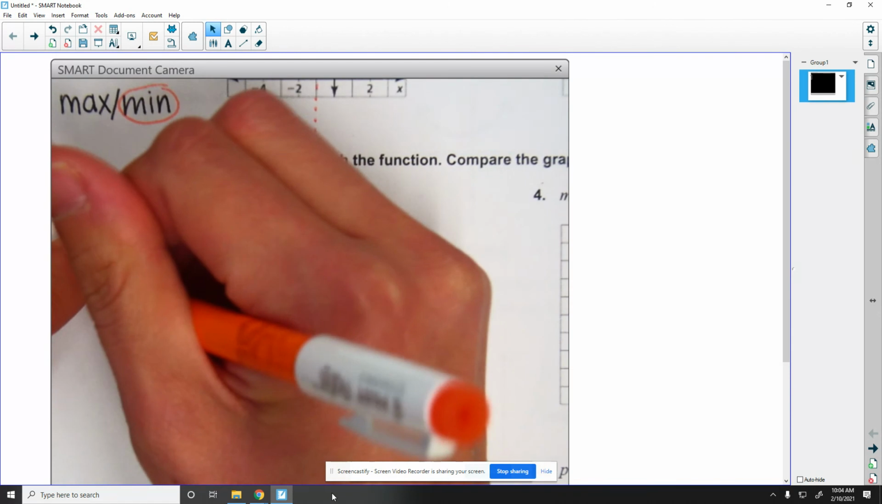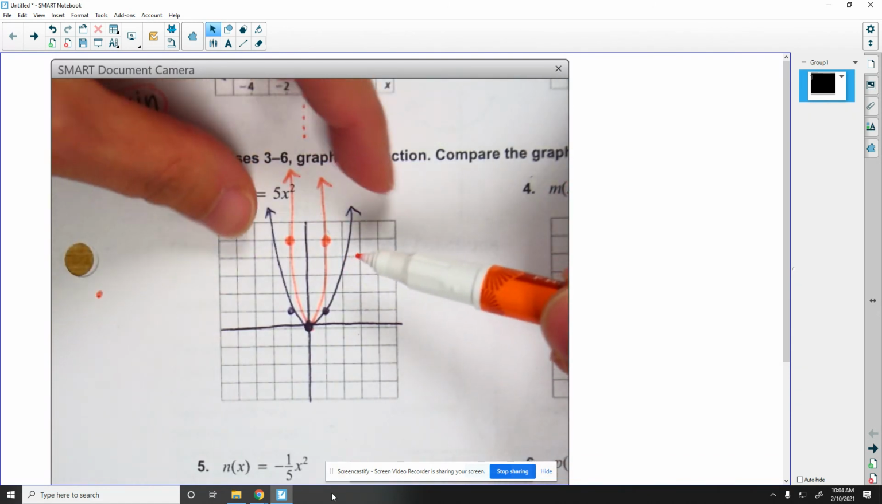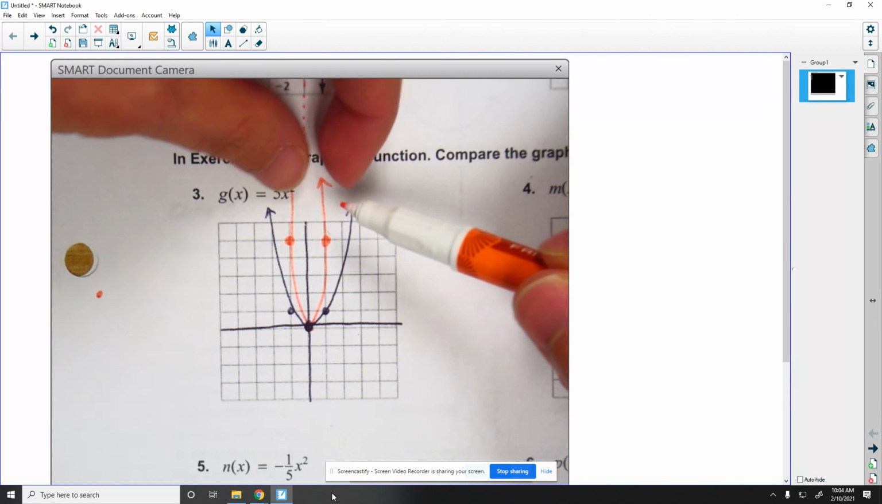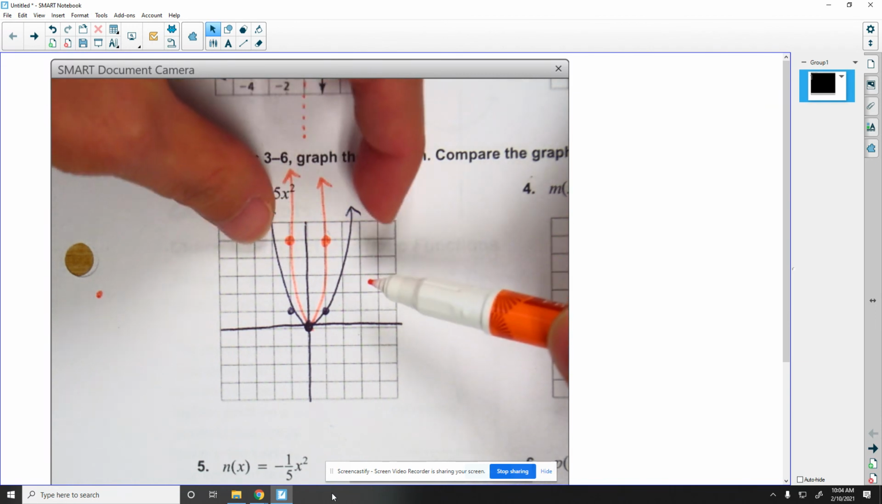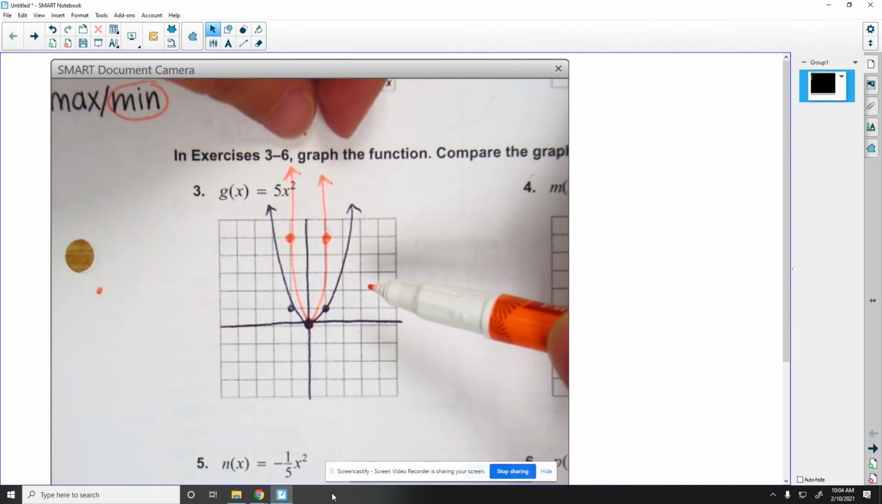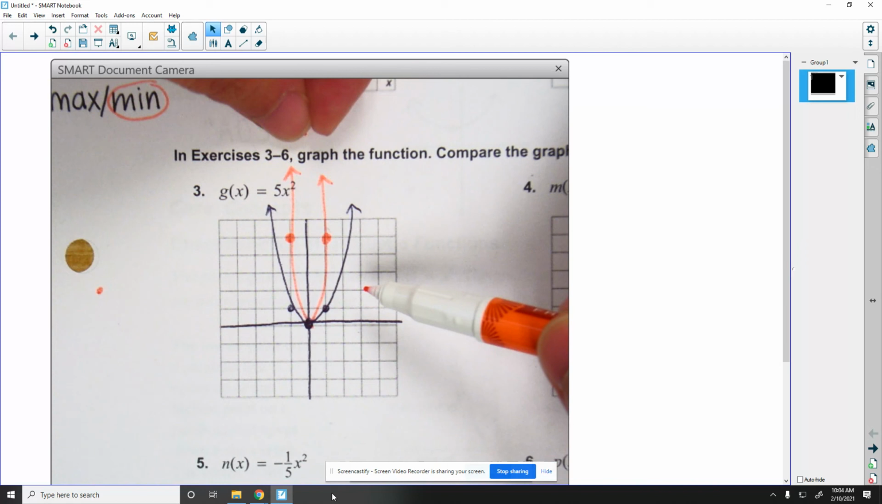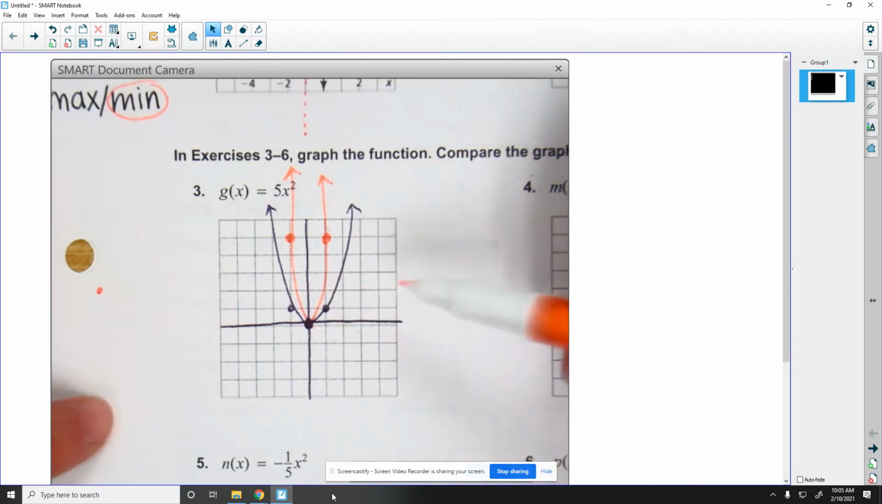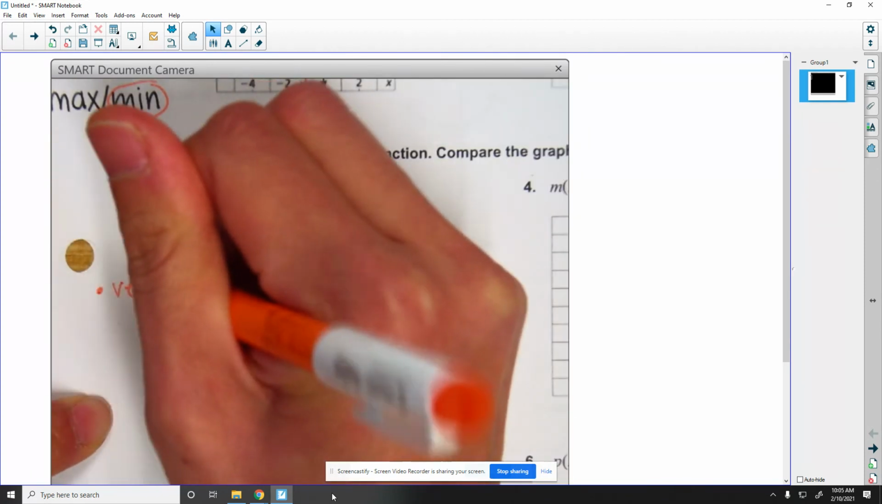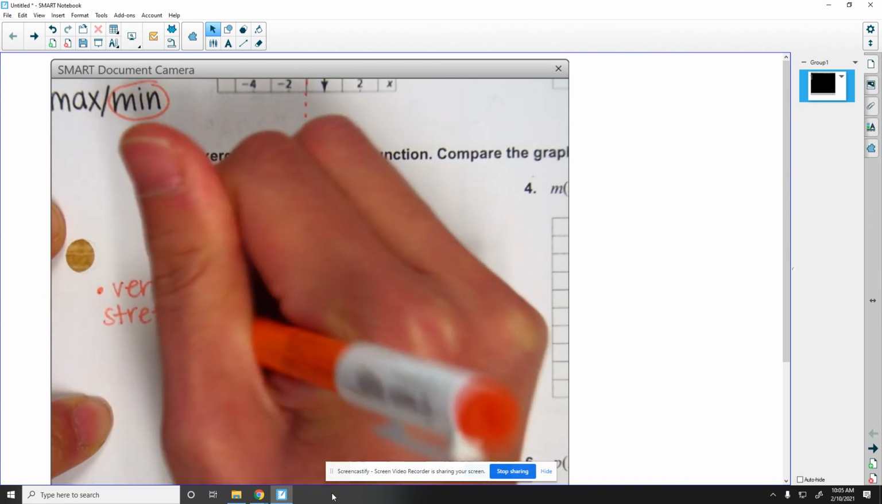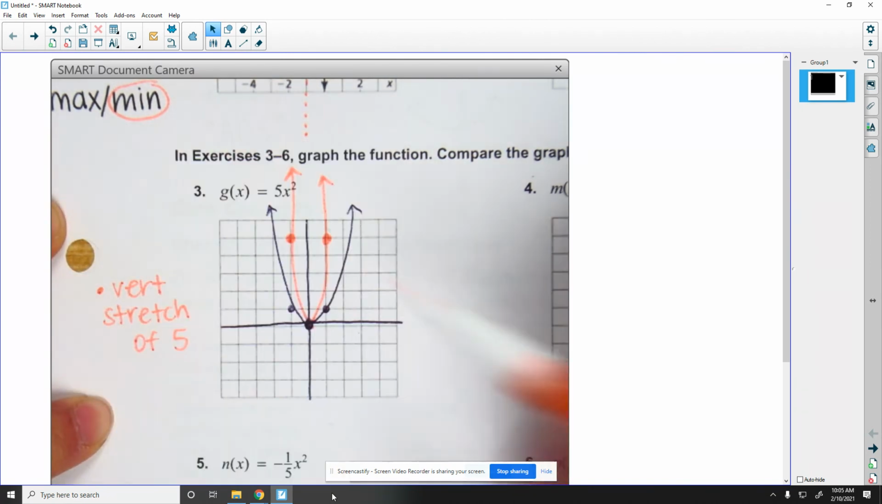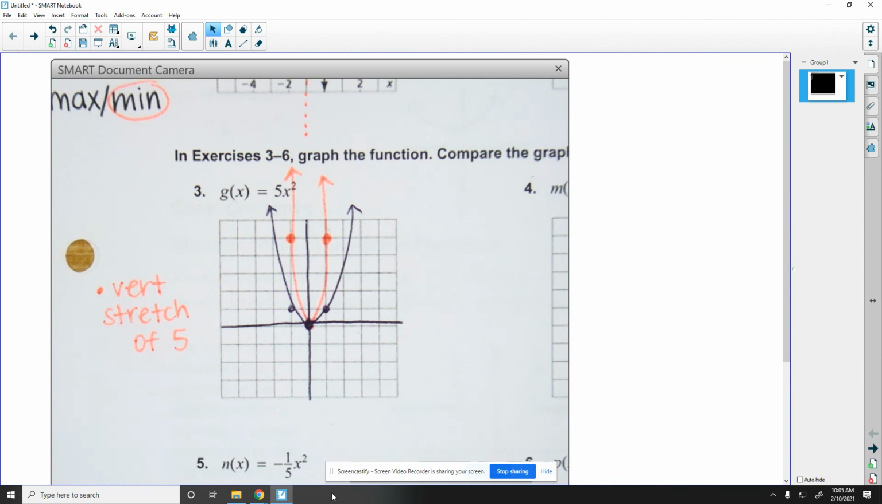I can say that, do you see how, imagine me taking these little arrows and putting them in my fingers. Do you see how from the black one to the orange one, doesn't it look like I took the black one and I pulled it up and I stretched it to make it skinnier to make the orange one? Do you guys kind of see that? So if I pulled it up to make it skinnier to make the orange, then what I did was I had a vertical stretch of 5. I stretched it by a factor of 5 because it went from 1x squared to 5x squared.